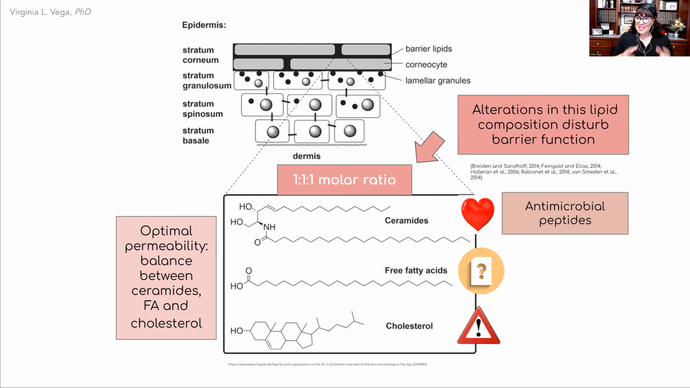So don't get scared when you see cholesterol. We need cholesterol for proper function. It's so fundamental that we can produce our own cholesterol, and it's fundamental for all the membranes to work properly. And I put a question mark on free fatty acid because most of us don't understand very well what free fatty acids do, but we know for sure that we need them in the skin.